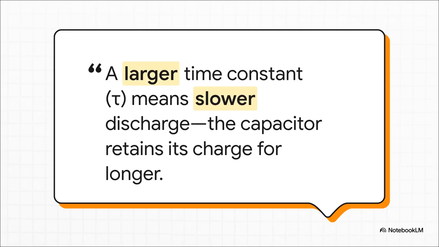You know, if you only remember one thing from all of this, let it be this. The time constant, tau, is the boss. It controls the speed. A big time constant means a slow, gentle discharge. A small time constant means a really fast, sudden burst of energy. That's the whole story in a nutshell.